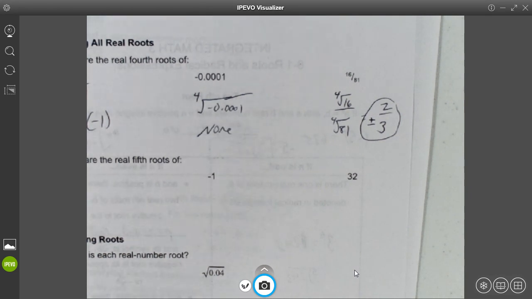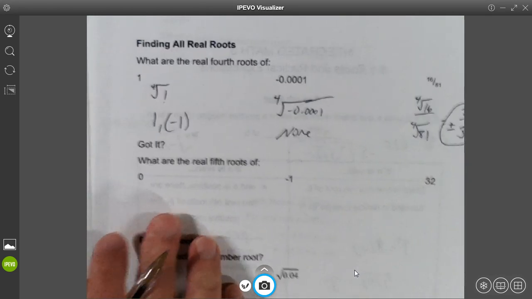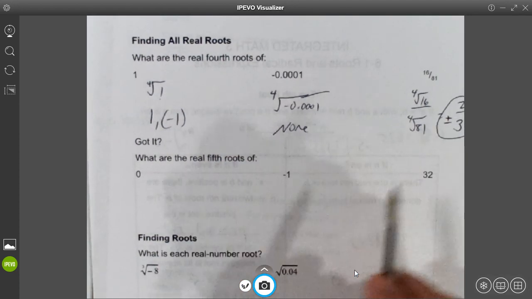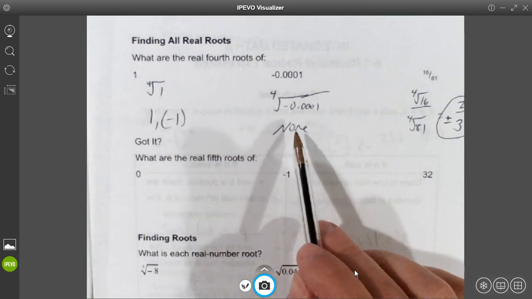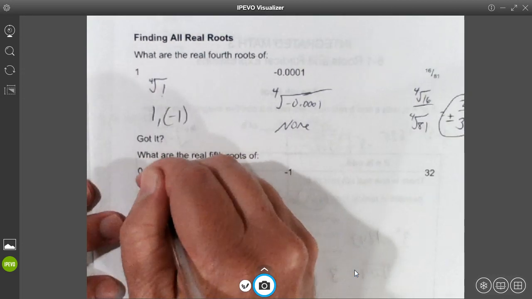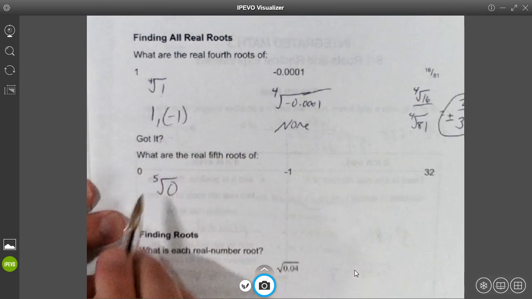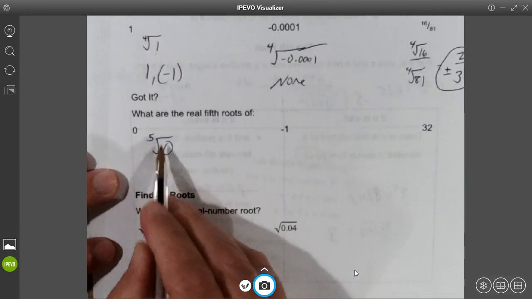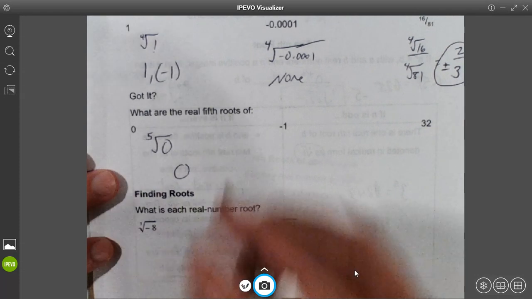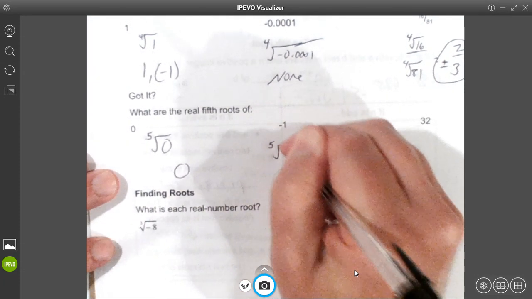So if we're talking about an even index, you really have 2 roots, but there is a possibility for none. Now, the fifth root of 0: if the index is odd, we've got 1 answer. What times itself 5 times gives you 0? That's just 0. The fifth root of -1.